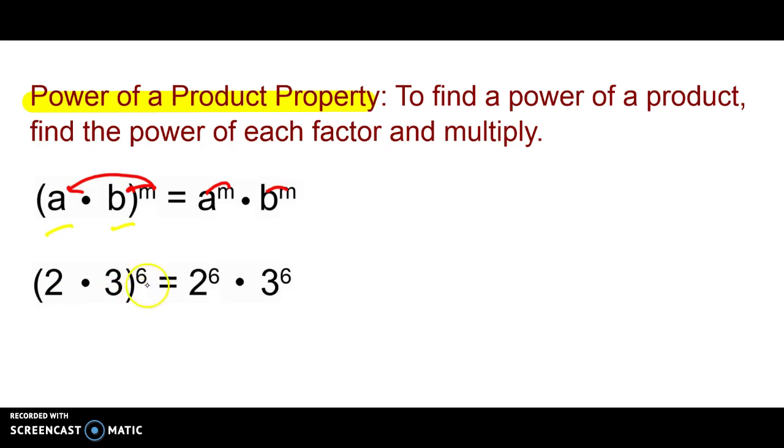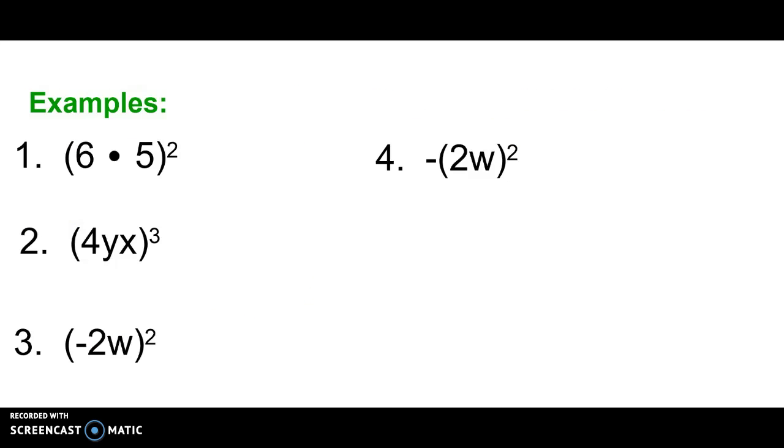So 2 times 3 raised to the 6th, you can either do 2 times 3 is 6 to the 6th power, or you can do 2 to the 6th and 3 to the 6th. If you multiply that together, you will get the same answer. Let's look at example number 1. We have 6 times 5 raised to the 2nd power. That's the same thing as taking 30 squared, which is 900. Or you can distribute that too and take 6 squared and 5 squared and multiply them together. So if you take 36 times 25, you will get 900.